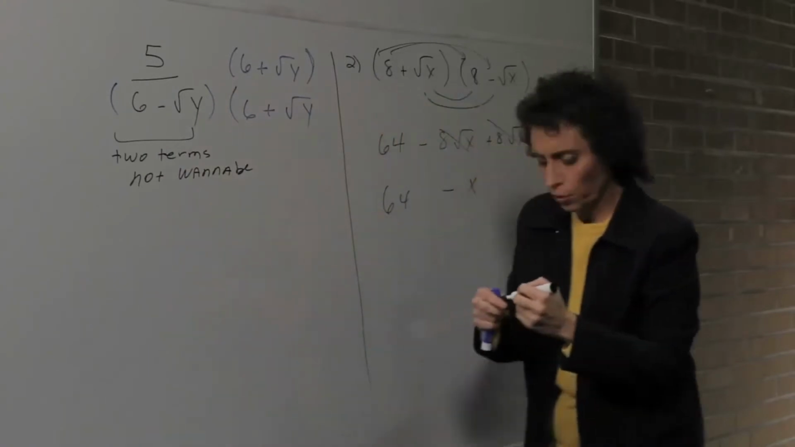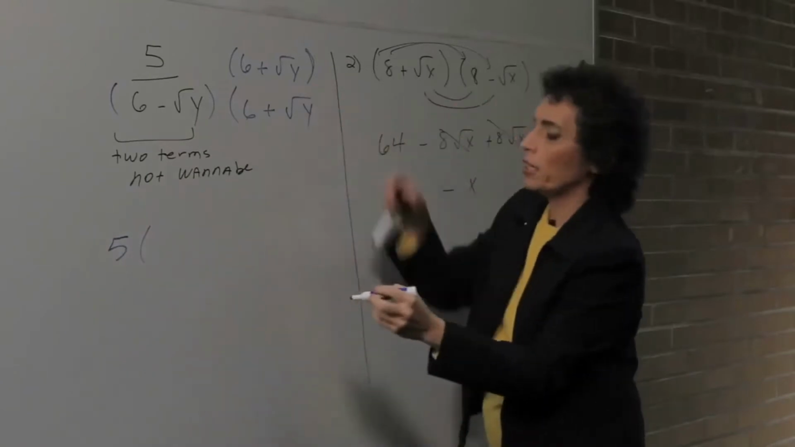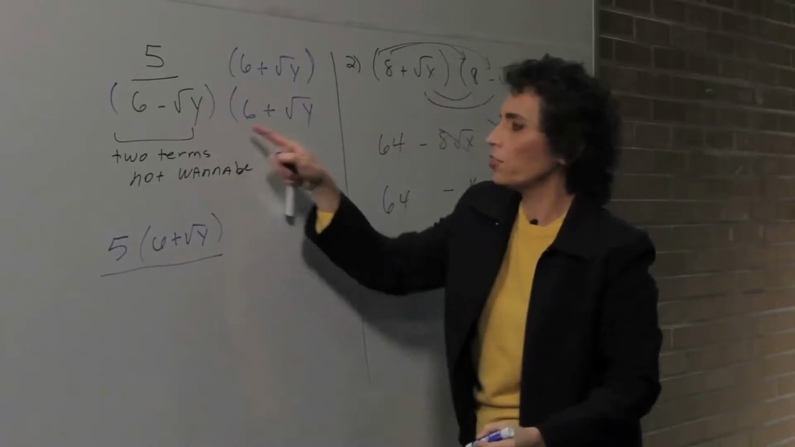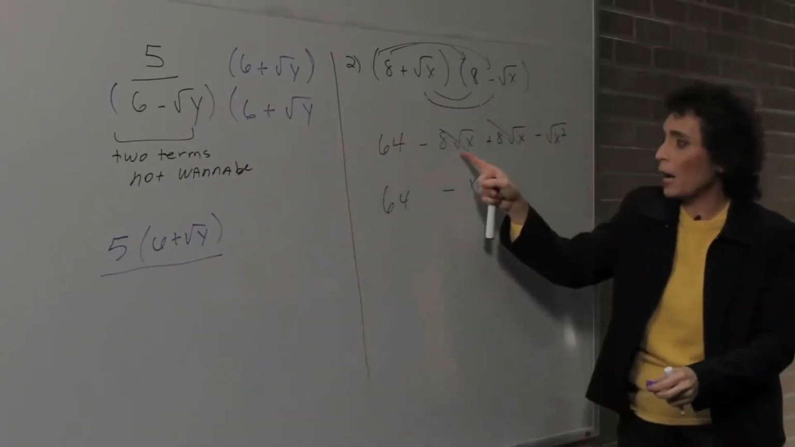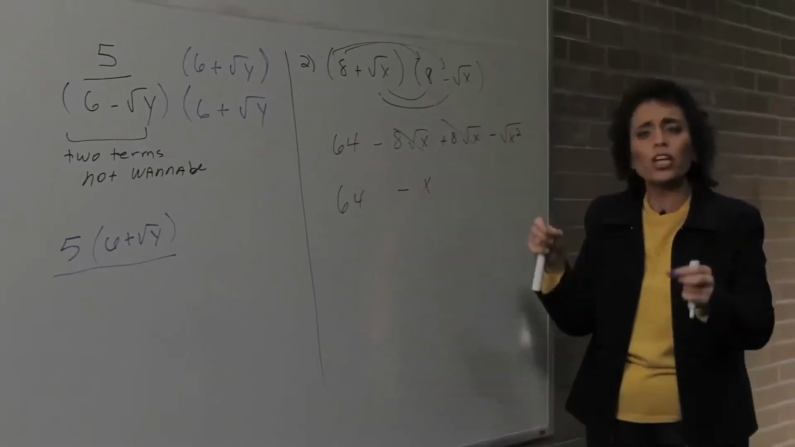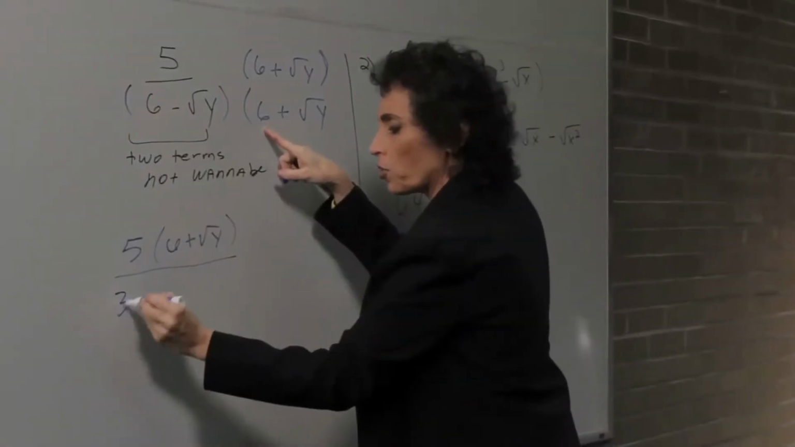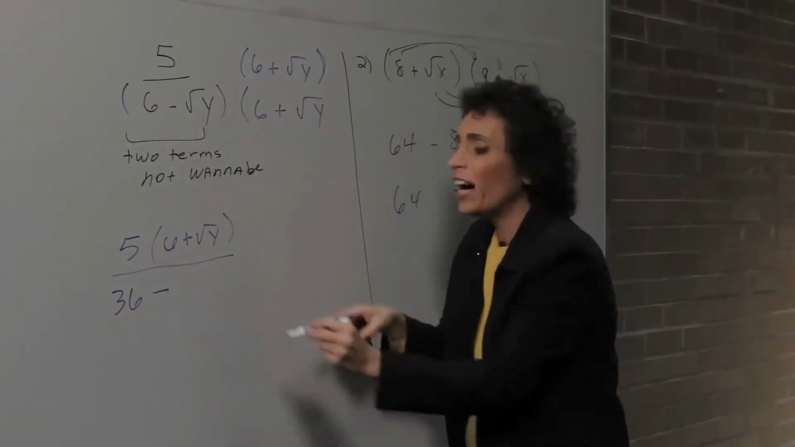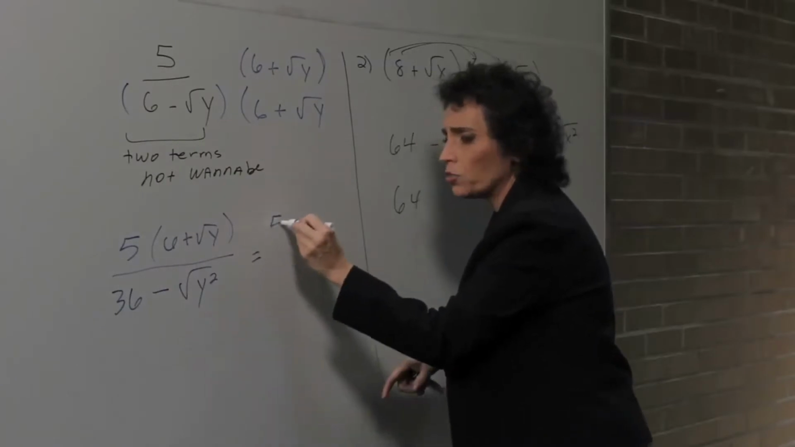Okay, so here's what we have. We have 5 times the quantity 6 plus the square root of y, over this times this. Now listen, we could multiply this out. We could FOIL it, but what's always going to happen to the middle term? The outer and inner terms drop out, because when we multiply conjugates, we can FOIL. First times first, 6 times 6, 36. Negative times a positive is negative. Square root of y times the square root of y is the square root of y squared, which is really just y.